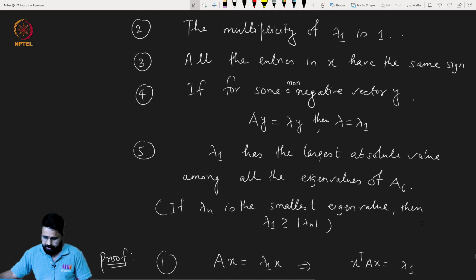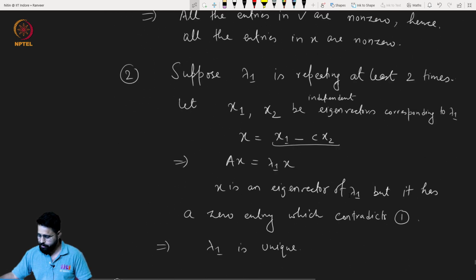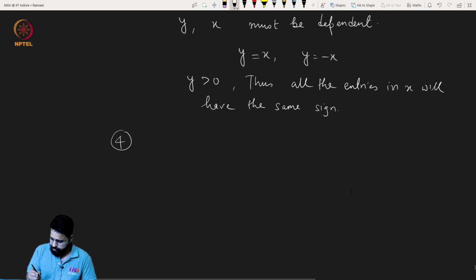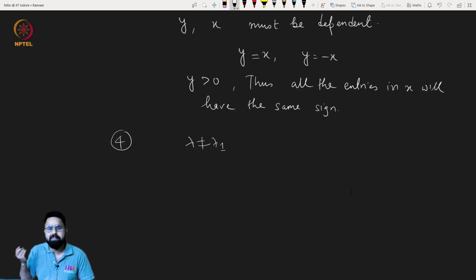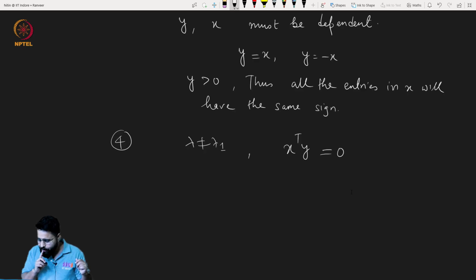Okay, the next result is number 4, right? If for some non-negative vector Y, A Y equals lambda Y, then lambda is indeed equal to the largest eigenvalue. Suppose lambda is not equal to lambda 1, and Y is the eigenvector corresponding to lambda. In that case, what will happen? Because these two are different, and the matrix is symmetric, X transpose Y must be 0.